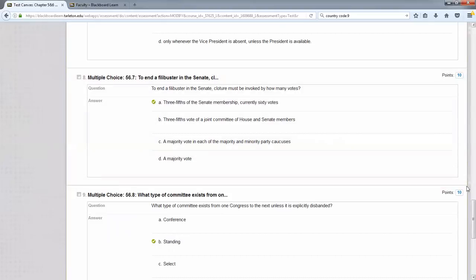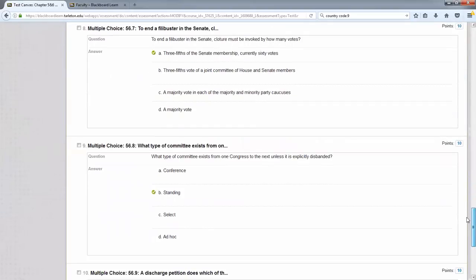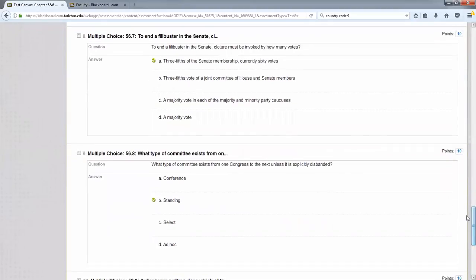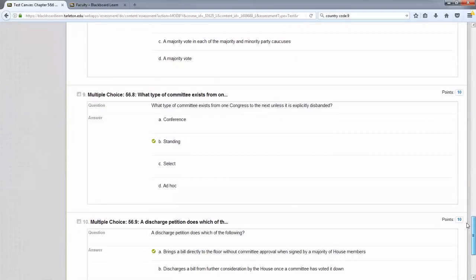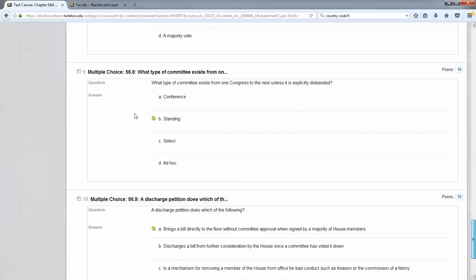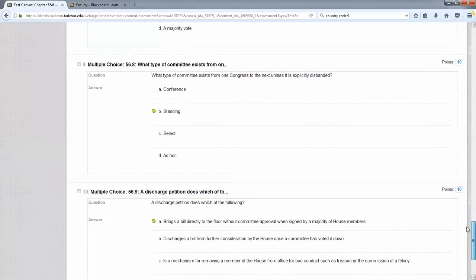Three-fifths. That's currently 60 votes. Three-fifths of the Senate. What type of committee exists from one Congress to the next unless explicitly disbanded? Standing committees. Standing committees are those that deal with things that have to happen in every session, like the Rules Committee. I'm not talking about interim or special committees. We're talking about standing committees. They're there all the time.